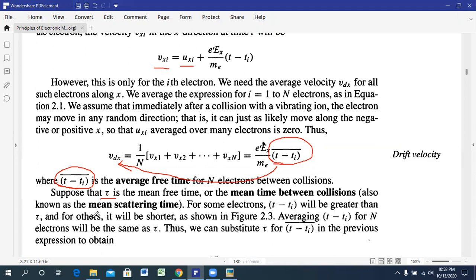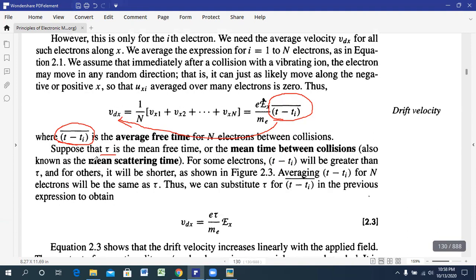So what might be the question that comes in your exam? The question will be something like that: what is called mean time or mean scattering time, or define mean scattering time. Then you have to write down from the average velocity. You have to define that T minus Ti bar, which is known as average free time, or sometimes that one is known as mean scattering time. Okay.